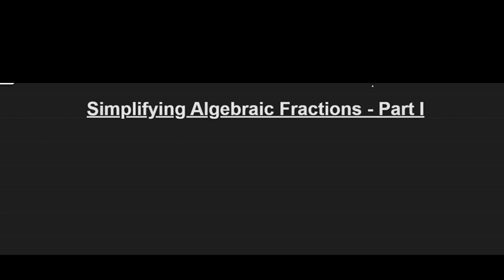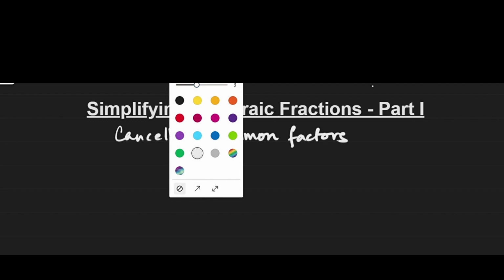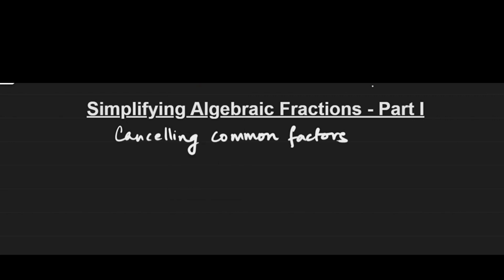Today we are going to learn a new topic, simplifying algebraic fractions. It's part 1, where we are going to simplify algebraic fractions by the method of cancelling the common factors. So what we are doing is cancelling the common factors from the numerator and the denominator. Let's take an example of what we mean by cancelling the common factors.